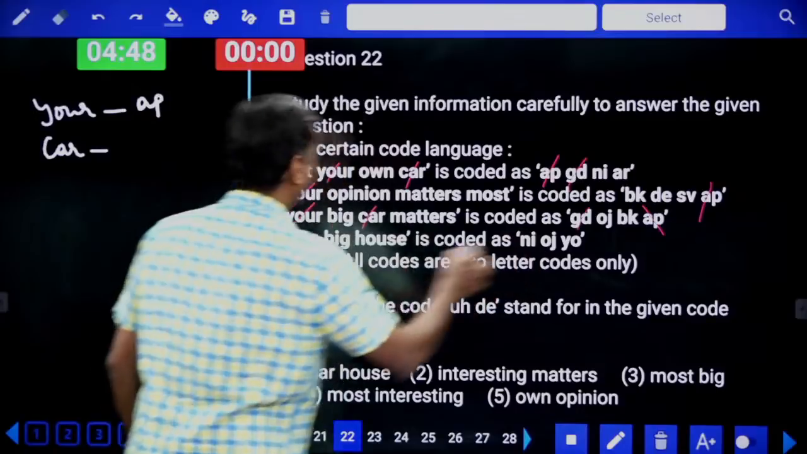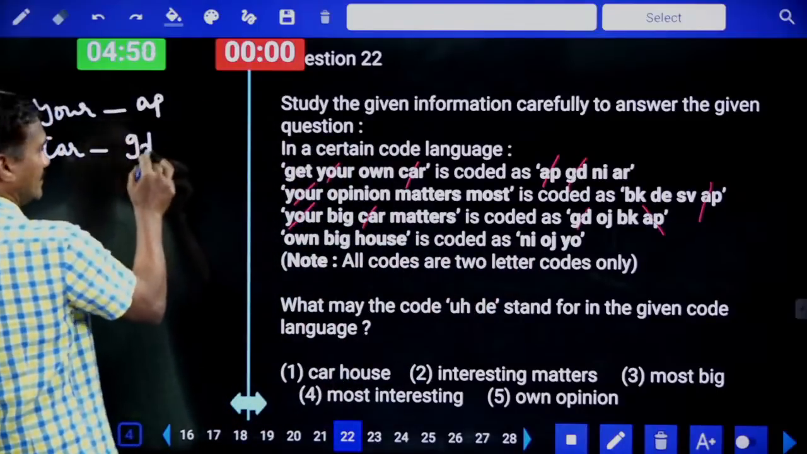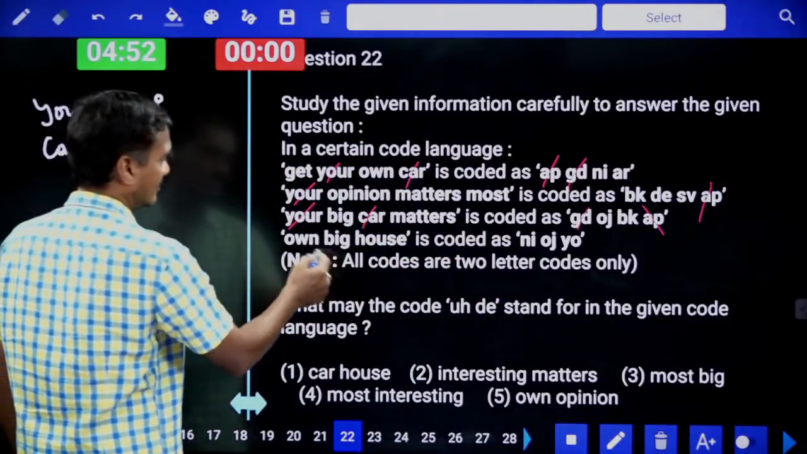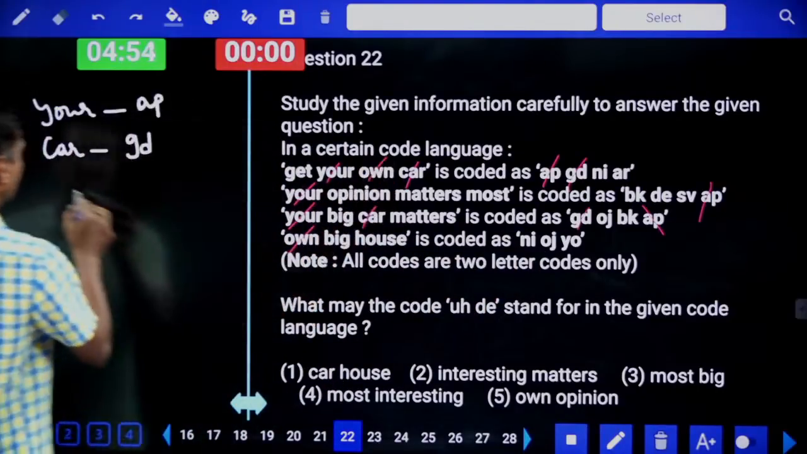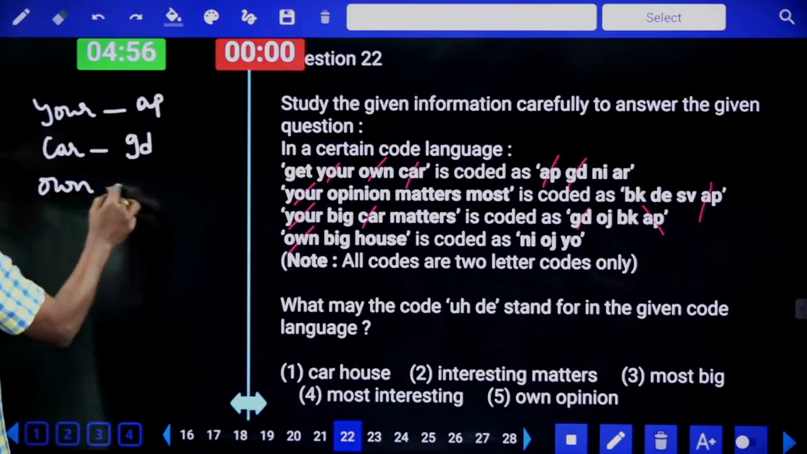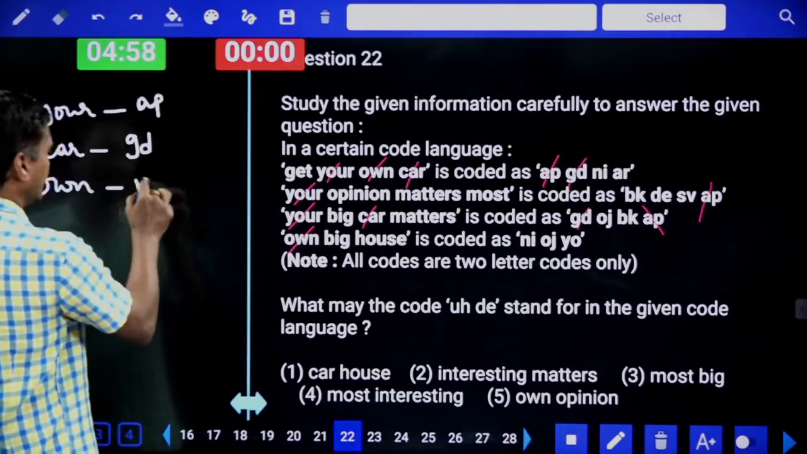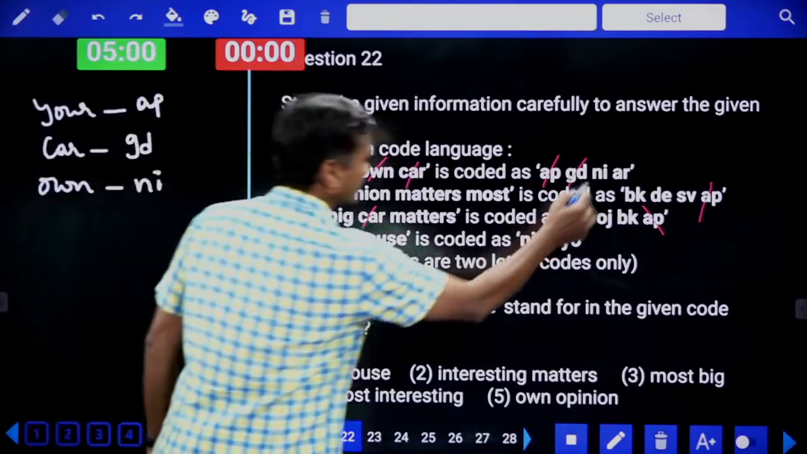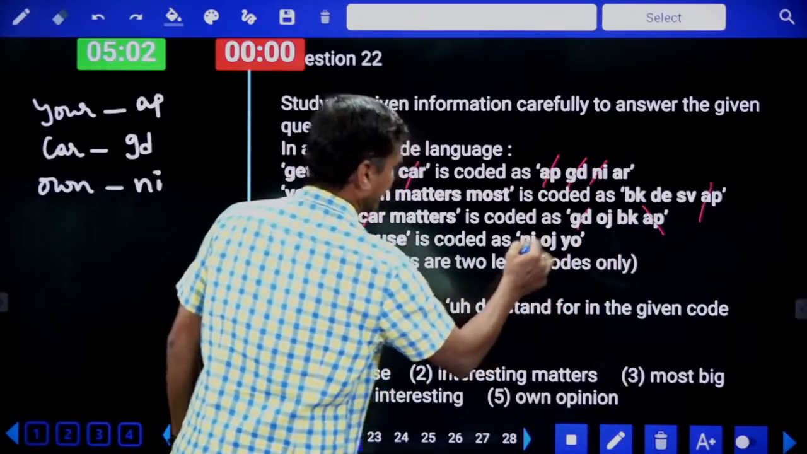Hence the code to the word car is GD. Then if you compare 1 and 4, get and own, own is the word that is common. And what is the code that is common here? NI, AR. NI is the code that is common. Hence the code to the word own is NI.